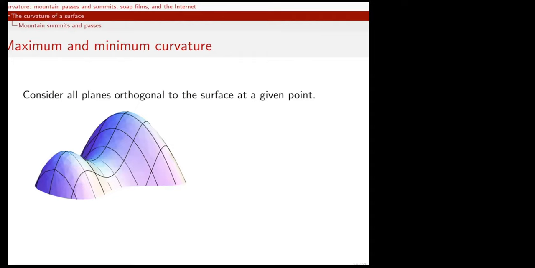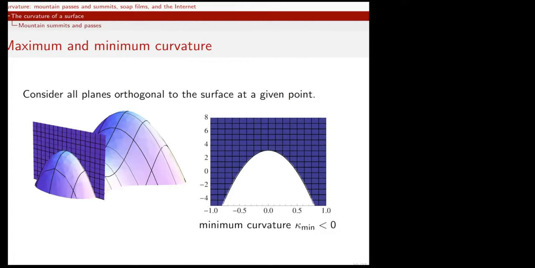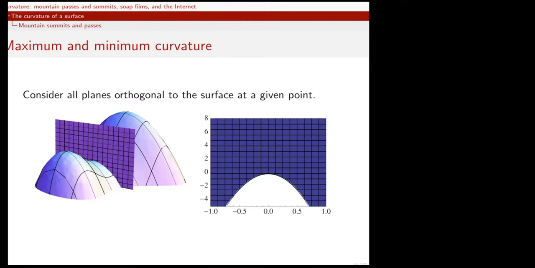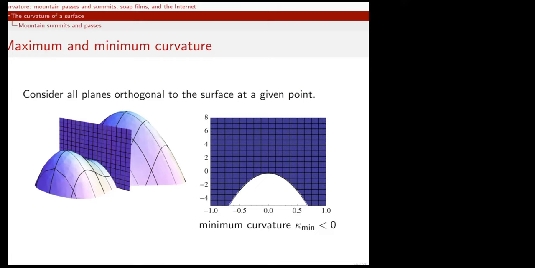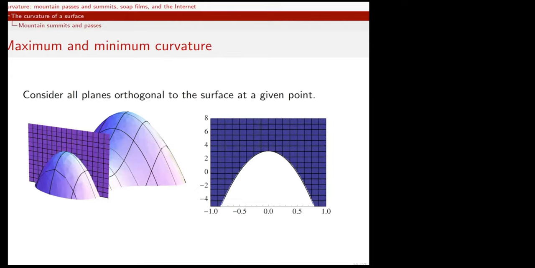Okay, and so the question is, let me go through the movie again. I went up, I had the minimum of the curvature, and then whoop, I had the maximum of the curvature. And so the curvature was somewhere in between. And in the previous case, I also had a minimum and a maximum. But in one case, the maximum was positive and the minimum was negative, whereas in the other case, the maximum and the minimum were both negative. So the curvature is always between these two numbers. And so which one should I take?